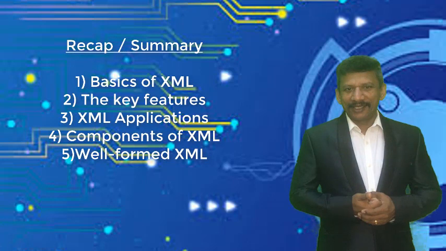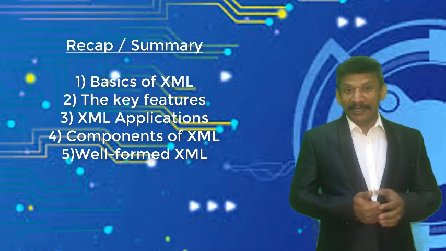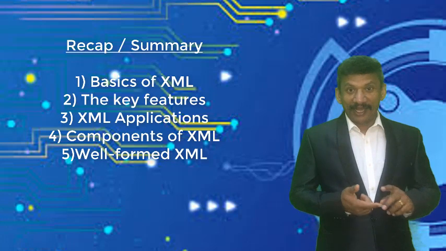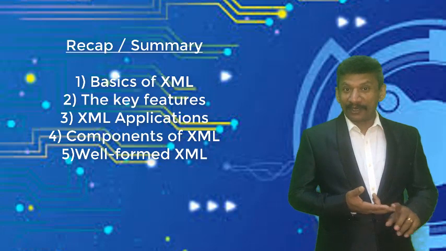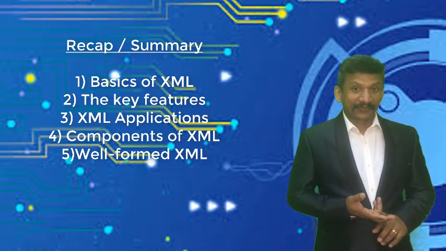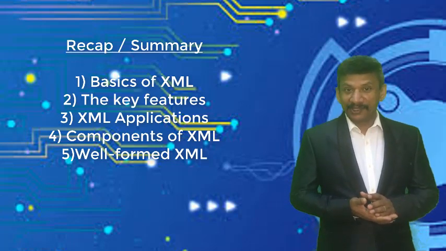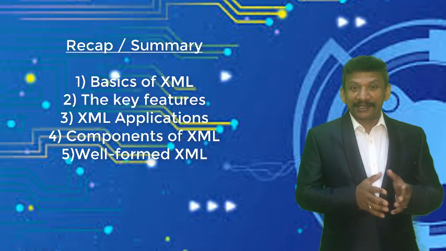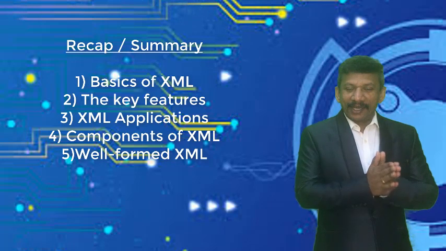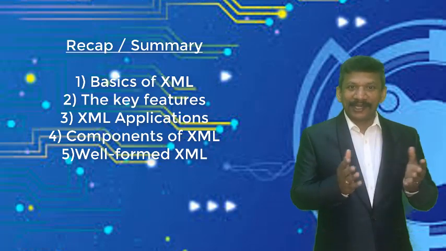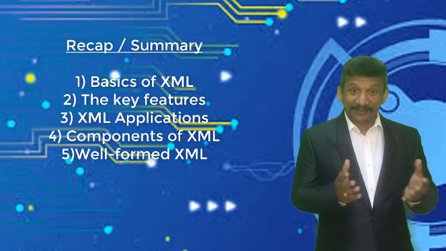To recapitulate what we have seen today, number 1, we have seen the basics of XML, meaning what an XML file actually is and its functions. Then we have seen the uses of XML, what makes it so special and its purposes. Then we also saw different applications of XML. Then we saw the different components of XML. And finally how to make an XML well formed, or what are the qualities of a well formed XML.